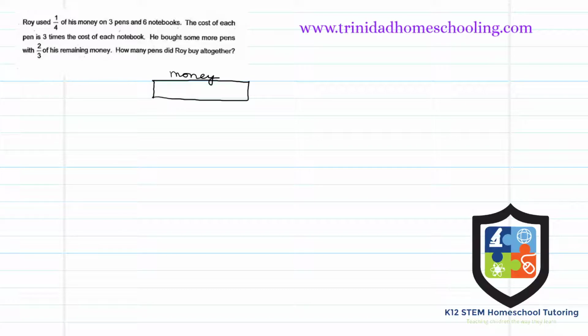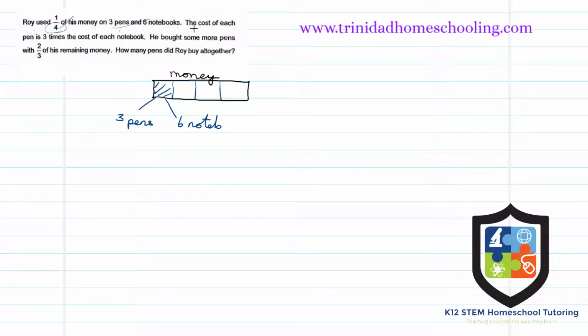The next thing they told us is that a quarter of his money is spent on 3 pens and 6 notebooks. So this 4 at the bottom here means that the money is split into 4 equal parts. 1/4 of that whole is spent on 3 pens and 6 notebooks. Okay.